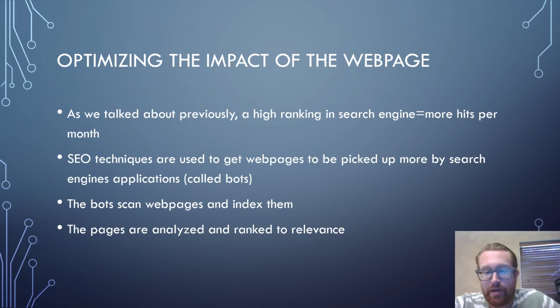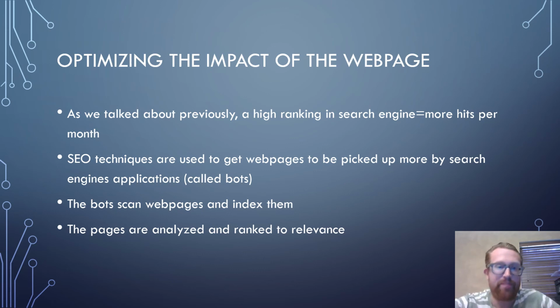So when you make a web page, you want to make sure that lots and lots of people come to visit it, especially if you're working for a business or a company that needs that steady stream of people coming to visit the website. So as we talked about before, a high ranking in the search engine means that you get more hits per month. And if you have more hits per month, then you have more traffic. And if you're selling something, the more traffic you have, the more likely you're going to sell stuff.